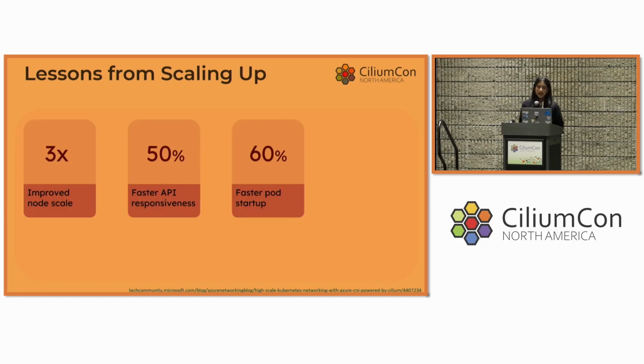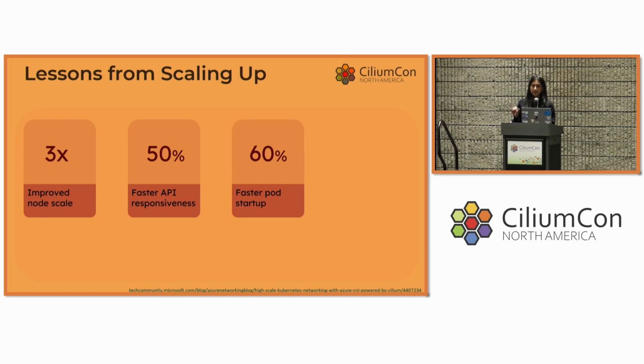So at AKS, when we decided to deploy this into production, we did see a significant improvement. I'm calling out results with a limited API server SKU where we struggled with CEPs. Once we introduced CES, we saw a 3 times improvement in node scale. We also saw much improved, faster API responsiveness. When I refer to API responsiveness, I'm referring to the latency at which the API server is responding to requests made to it. When we aggregate those responses, we saw 50% improvement. We also saw 60% faster pod startup latencies.